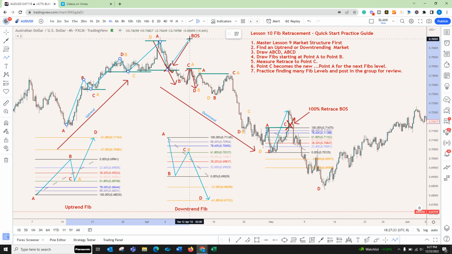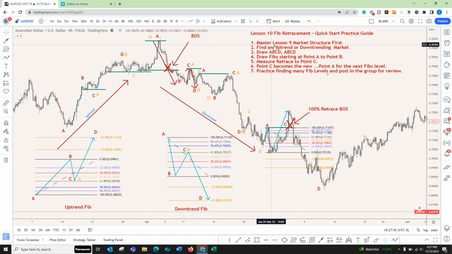And then this is what we're calling a break of structure. And then the downtrend begins, or a change in direction, or something different happens after a break of structure, right? So I need you to understand that. Same thing goes for the downtrend: you've got impulse wave, retracement, impulse, retracement, impulse. That's part of market structure, and you've got to know that. If you don't understand that, go back and watch the quick start practice guide for lesson 9.